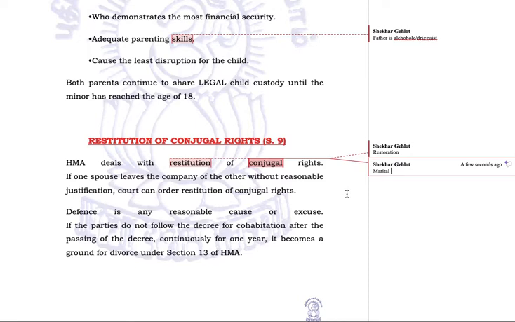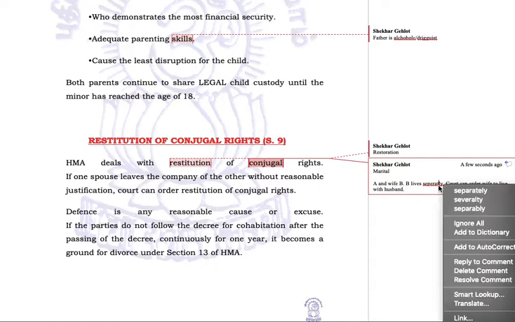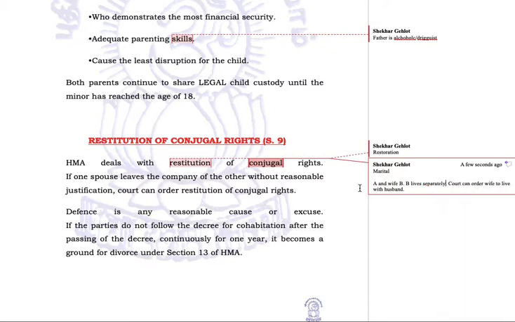Suppose a husband A and wife B live separately. Court can order the wife to live with the husband, or if the husband has left, court can order the husband to live with the wife. Something like this. Okay.